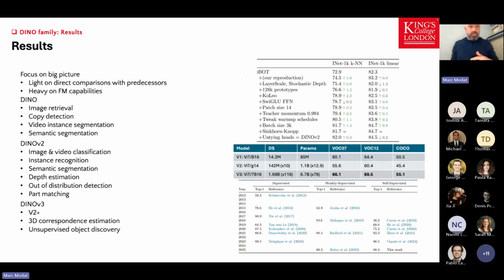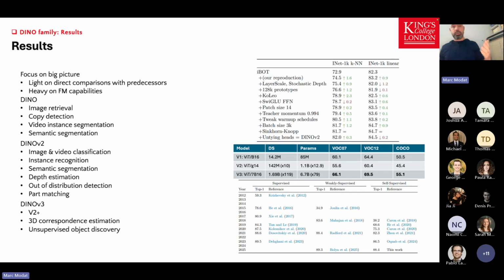So there's too many results in this paper to show. I'm just going to focus on the big picture and some specifics as well. They don't do an awful lot of direct comparisons with predecessors, which is annoying. Instead, what they're focused on is, look at this cool new thing that our model can do that other self-supervised models couldn't do before. And that changes over time. Image retrieval, copy detection, video instance segmentation, semantic segmentation, that's what DINO focused on. Then they're moving into instance recognition, depth estimation, out-of-distribution detection, and part matching for V2. And for V3, they do some more of these things.